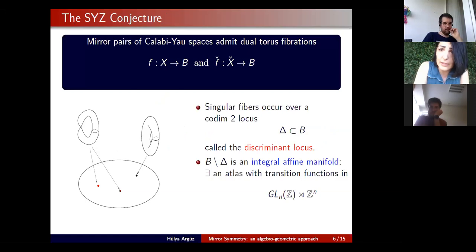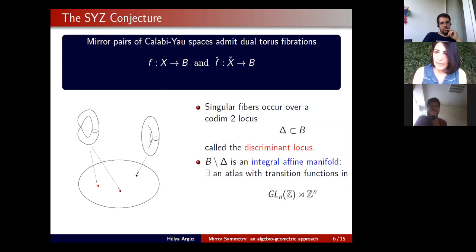I will tell it in very rough terms, omitting the structures here, but if you wish, please feel free to ask me questions. The SYZ conjecture is, in rough terms, proposing that if you have a Calabi Yau, then there is expected to be a torus fibration, a singular torus fibration on this Calabi Yau. And you can also construct a singular torus fibration on the mirror Calabi Yau. And these fibrations are expected to be dual to each other.